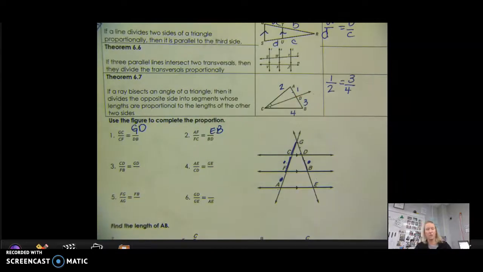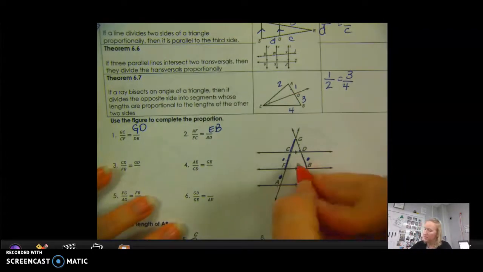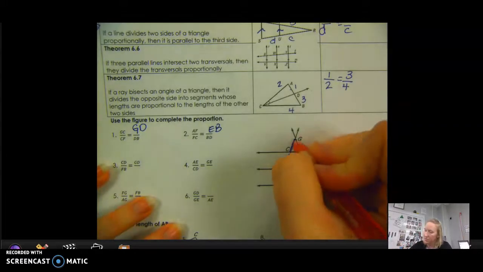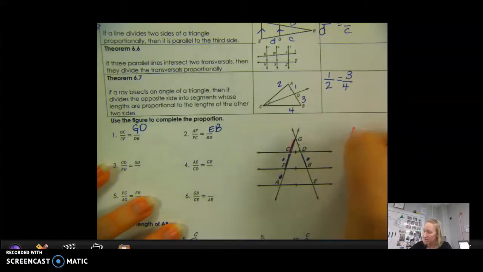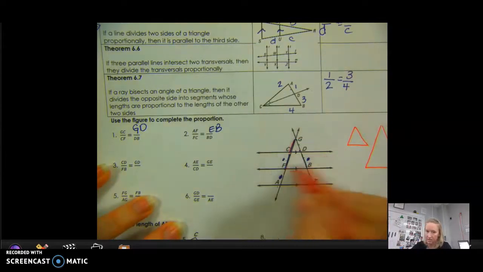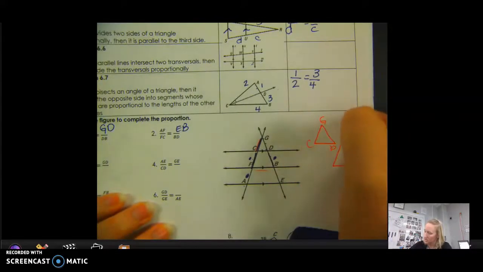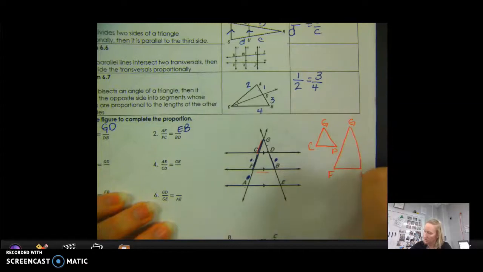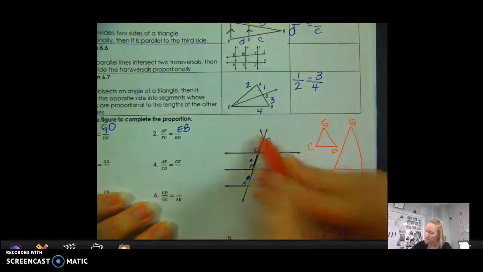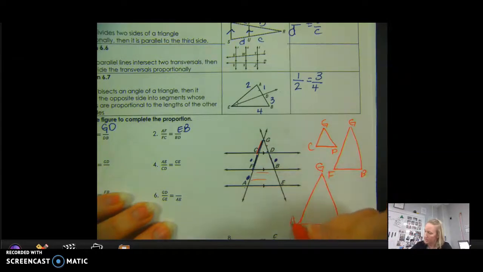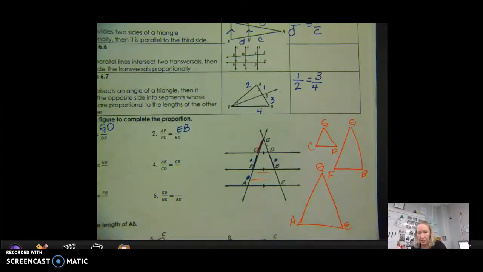All right, next one. C to D. Okay, so now this is a little different. Before we were talking about sides, but now if I take this triangle out, I have a small triangle here at the top. I have a medium triangle here. So this is CDG. This is GFB. And then I also have the biggest of the triangles, the one that goes right here, G, A, and E. So really I have 3 triangles there.